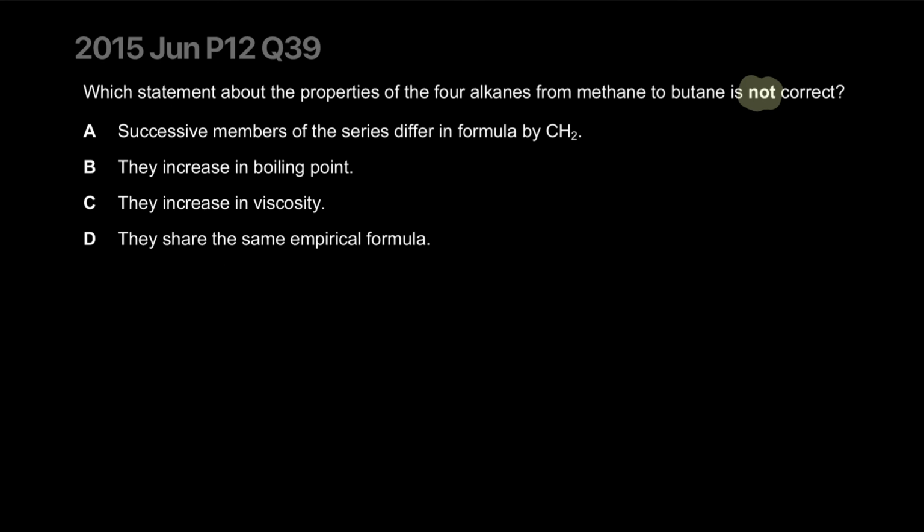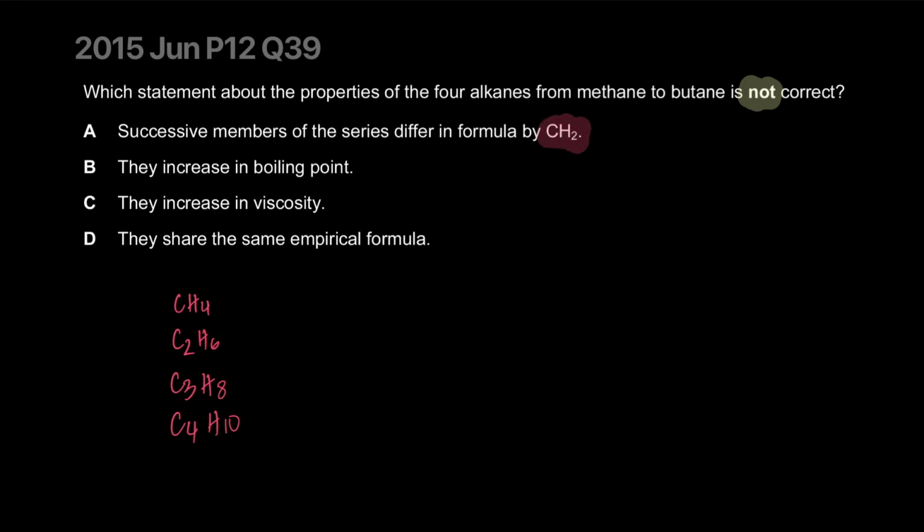Okay, the successive members of the series differ in the formula by CH2, and that's absolutely true. Let's just write the first few down. CH4, C2H6, C3H8, C4H10. And you notice each carbon is increasing by 1, whereas each hydrogen is increasing by 2. So the difference is indeed by CH2.